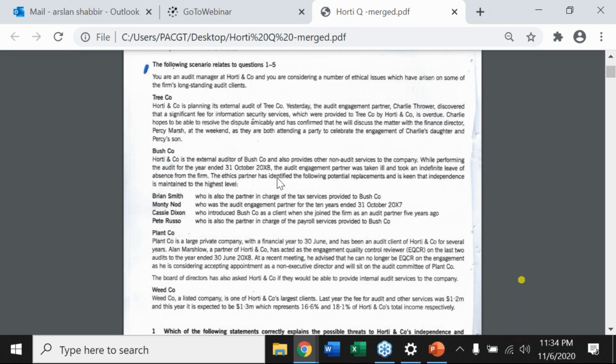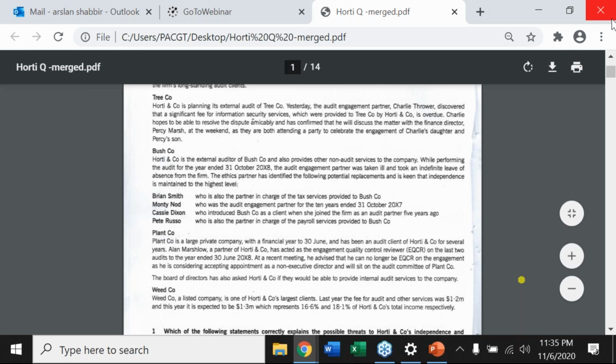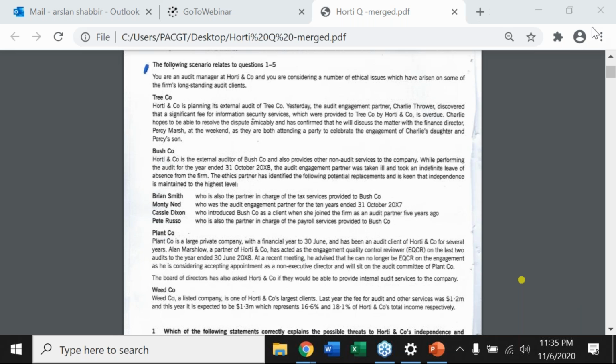The ethics partner has identified the following potential replacements and is keen that independence is maintained to the highest level. So here the examiner asks that the engagement partner is ill. There are four options from which we need to select one. Which audit engagement partner is best in terms of the independence?